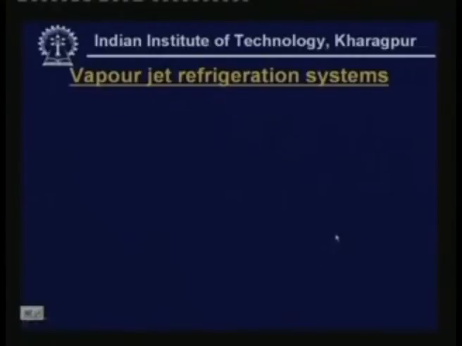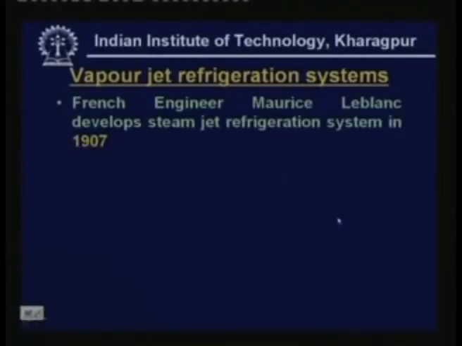Now, let me discuss another important and commonly used refrigerant system, what is known as vapor jet refrigerant system. Here also, it's a vapor cycle. That means here also you produce refrigeration by evaporation. But again, the major difference between this and compression system lies in the way in which you maintain the pressure in the evaporator and the way in which you compress the evaporated vapor. So, that is where the major difference lies.